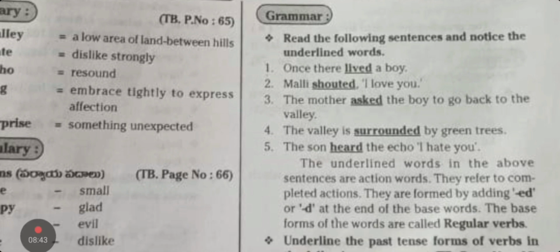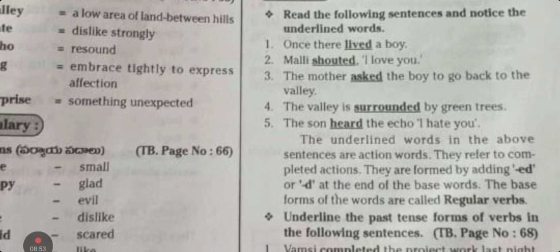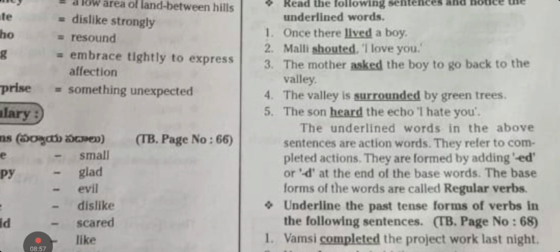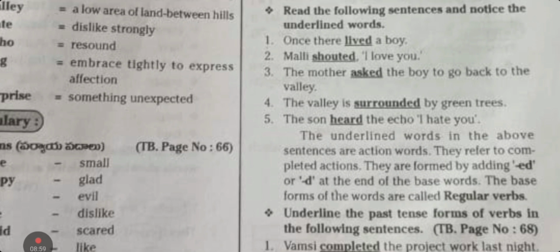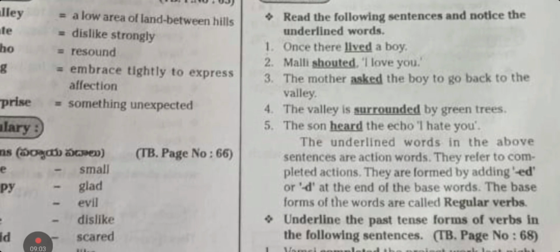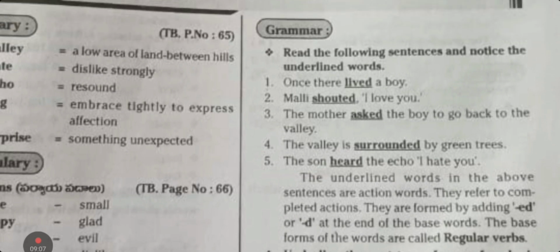Let's see the grammar. Read the following sentences and notice the underlined words. Once there lived a boy. Mali shouted, I love you. The mother asked the boy to go back to the valley. The valley is surrounded by green trees. The son heard the echo, I hate you.